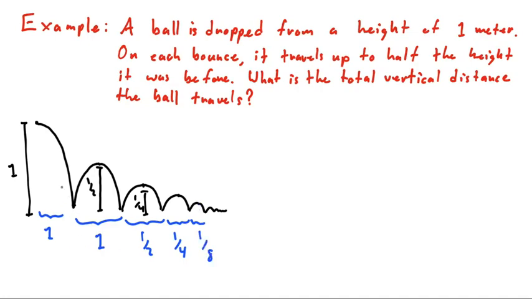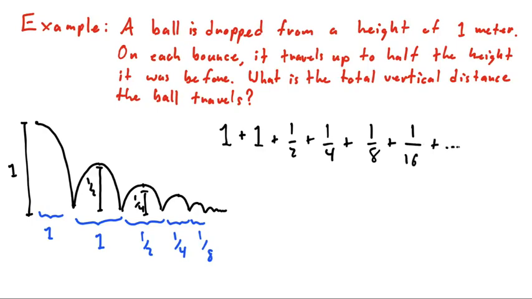And so we have this list of numbers, and we're adding up these distances to get the total vertical distance of the ball. So we'd have the initial drop of 1 meter, and then we'd have the bounce of 1 meter plus 1/2 plus 1/4 plus 1/8. The next would be 1/16, etc., etc., etc. If we imagine that the ball continues to bounce infinitely many times, then the vertical travel would be this summation.